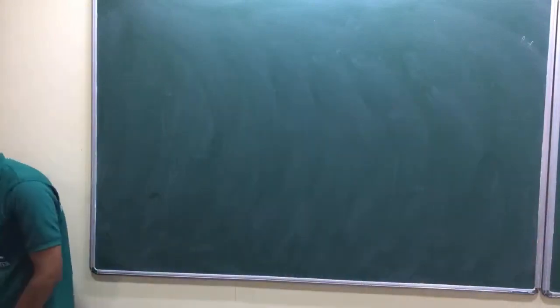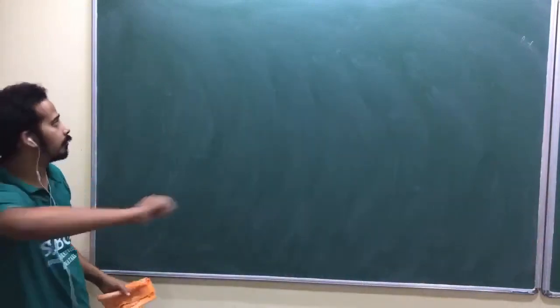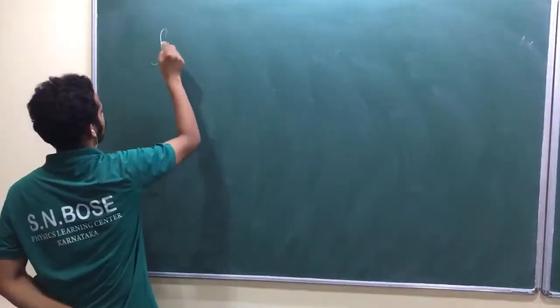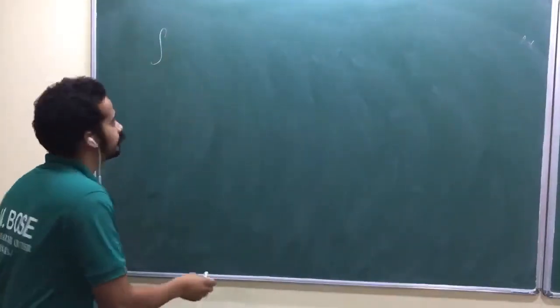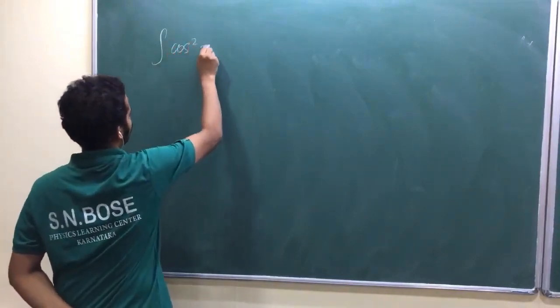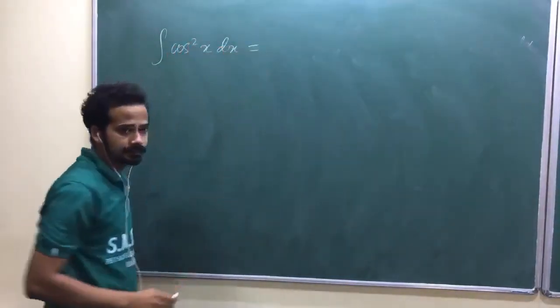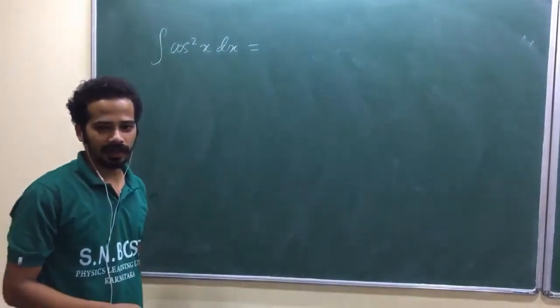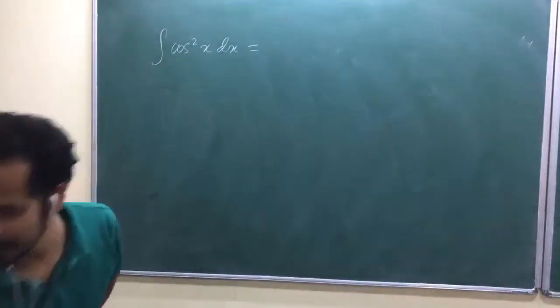Let me start with some trigonometric integral. Then I'll go to substitution. Suppose cos square x into dx. How do you do this one? I think I asked this one when I called many people.